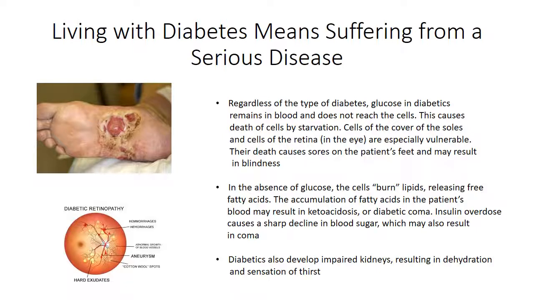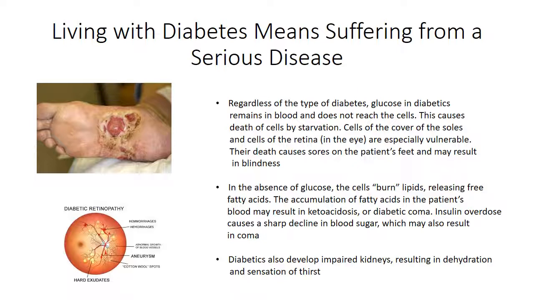Now, why is it so bad to have diabetes? And these pictures and this text actually explain why. First of all, regardless of the type of diabetes, glucose in diabetics remains in the blood and does not reach cells. This causes death of cells by starvation. Right? Cells starve. It's like there's plenty of glucose outside, but there is no glucose in the cells, right? Or very little glucose in the cells.